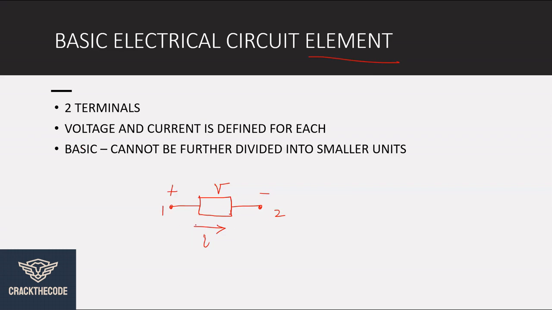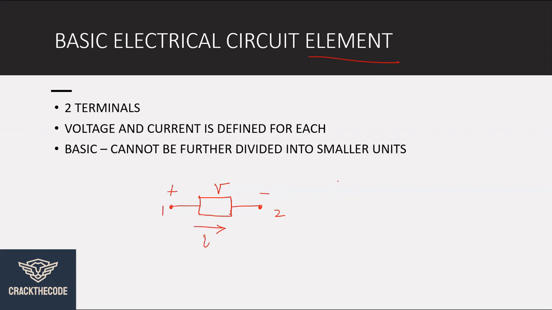The third property is that it is basic. That is, this is the basic unit of any electrical circuit. This cannot be broken down into further subparts. That's not possible. So this is a basic element. These are the three properties.